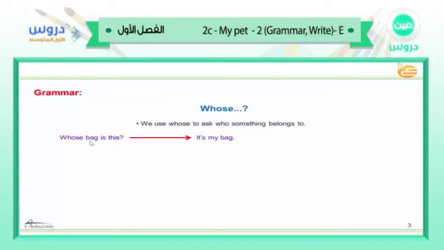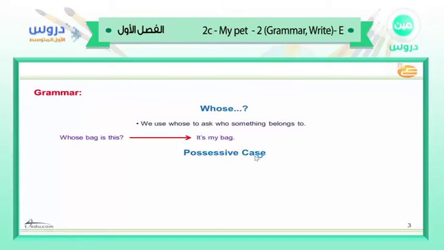For example, let's say one day I'm walking on the street. Then I found a bag. So I said, whose bag is this? Okay, the answer will be, it's my bag. Or it's Ahmed's bag. It's Khalid's bag. Okay, and so on.